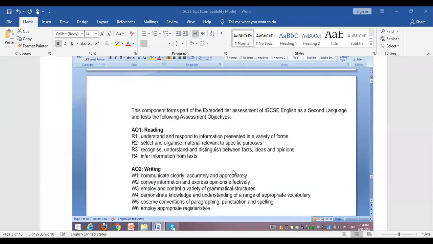And appropriately, using the correct style and a correct language. Okay. And as well as we said here, observe conventions of paragraphing. You should know how to construct a good paragraph by having a topic sentence, putting details, and finally, you can end with a concluding sentence. And here, employ appropriate register or style. Register refers to your choice of words, and style is related to the kind of language, formal or informal or semi-formal. So an IG student should be aware of such objectives.